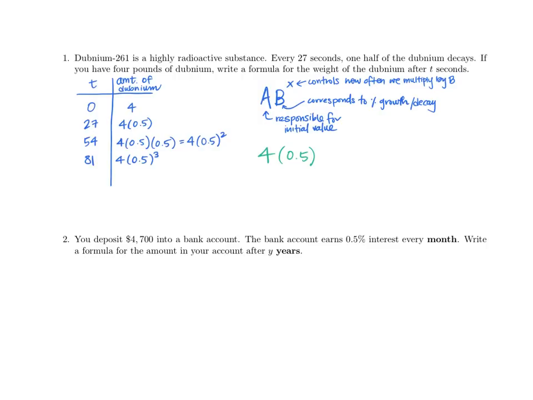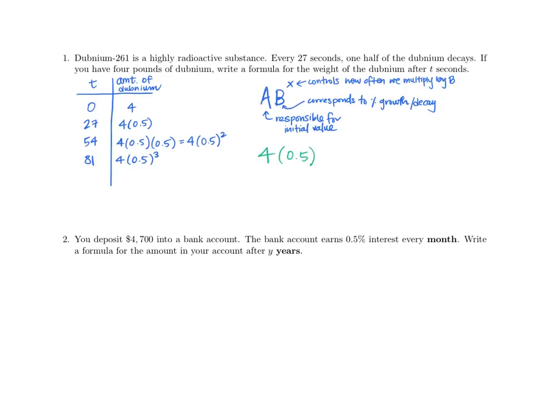Now the last piece is what's going on in the exponent. The exponent, we said, controls how often we multiply by B. Note that for us, that's how often we multiply by 0.5. We notice that over here there's going to be a pattern. When t equals 27, we are raising 0.5 to the first power. When t equals 54, we want to raise 0.5 to the second power. When t equals 81, we want to raise 0.5 to the third power. When t equals 0, we want to raise 0.5 to the, wait, it's not even there. Oh, but it is. We're raising 0.5 to the 0th power over here.